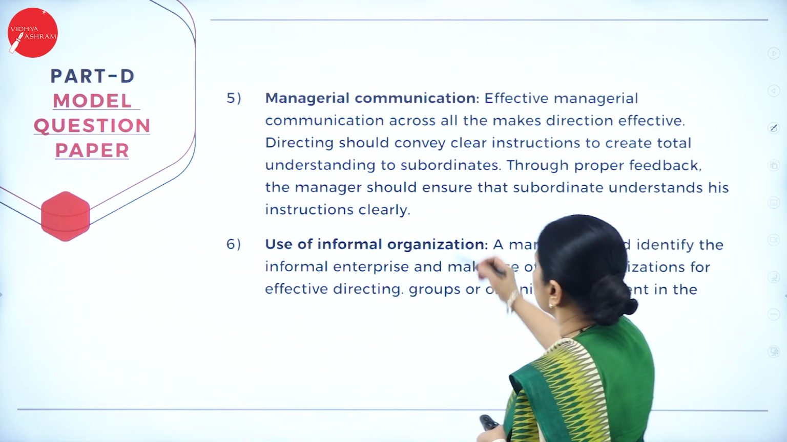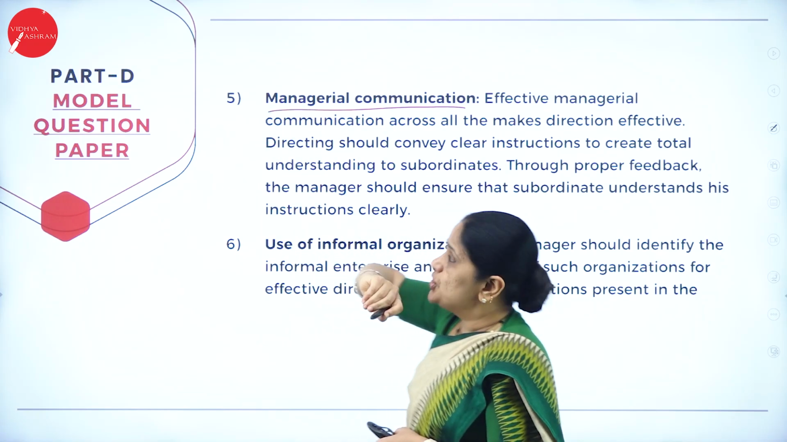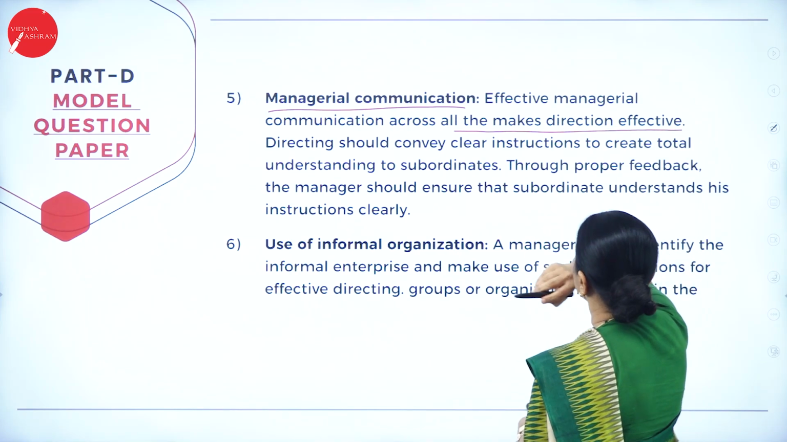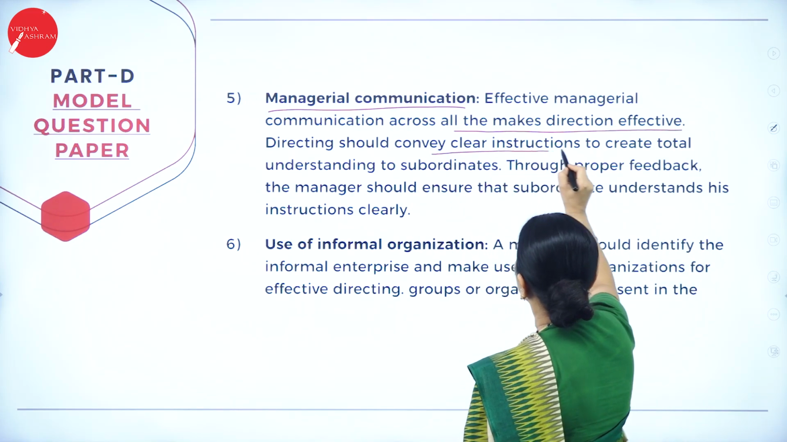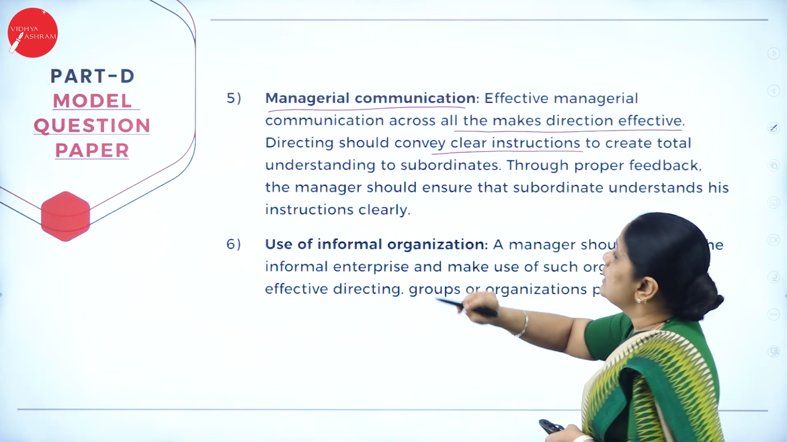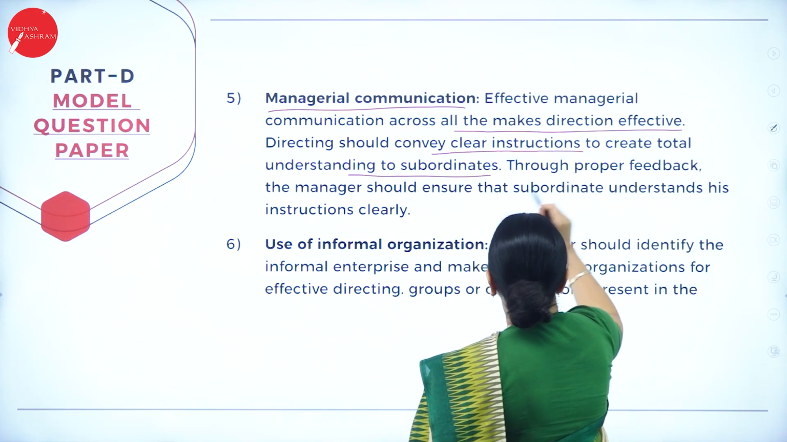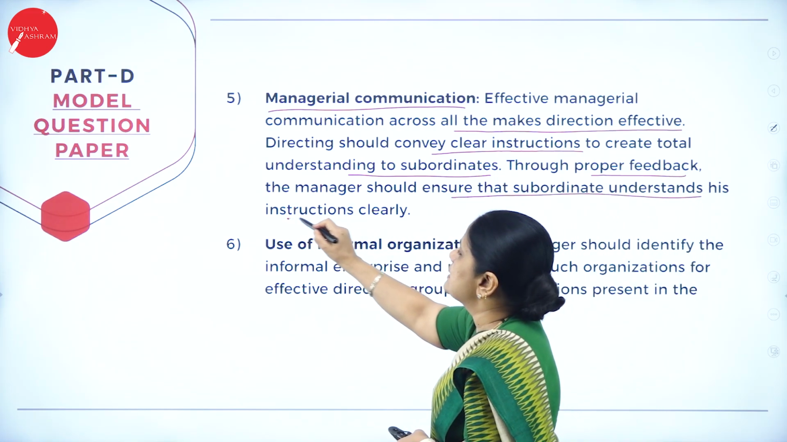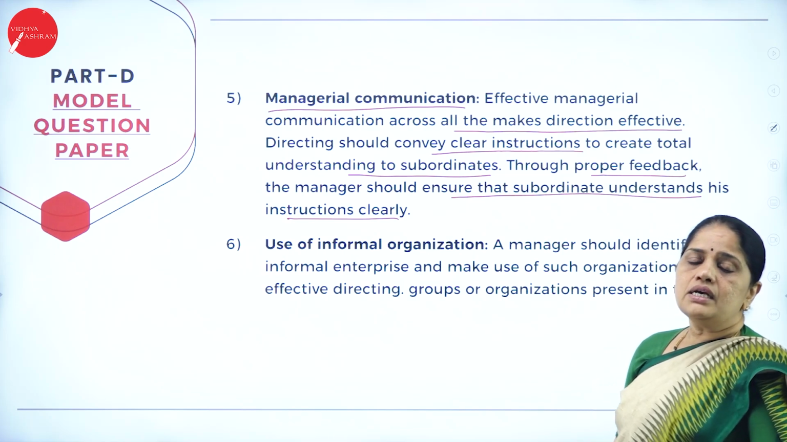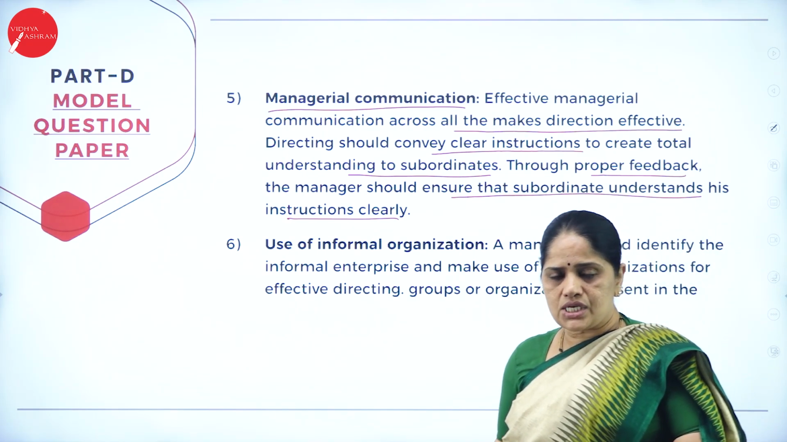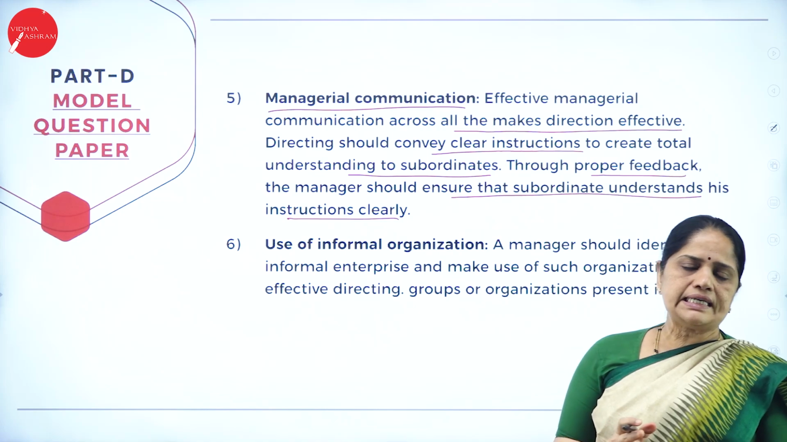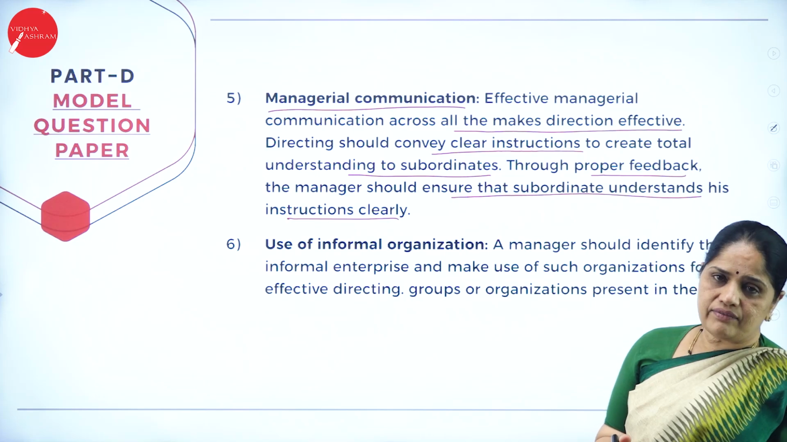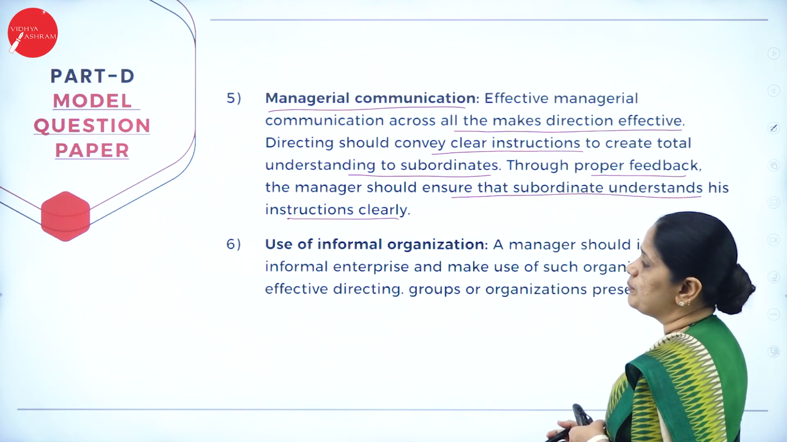Then, the fifth one is managerial communication. Effective managerial communication makes a direction effective. It should convey clear instructions to create total understanding among the subordinates. Through proper feedback, he should ensure that the subordinate understands his instructions clearly. So, whenever the manager is giving instructions, he should ensure that they are clear, and he should also collect feedback in order to see that they have understood his instructions in the proper way.